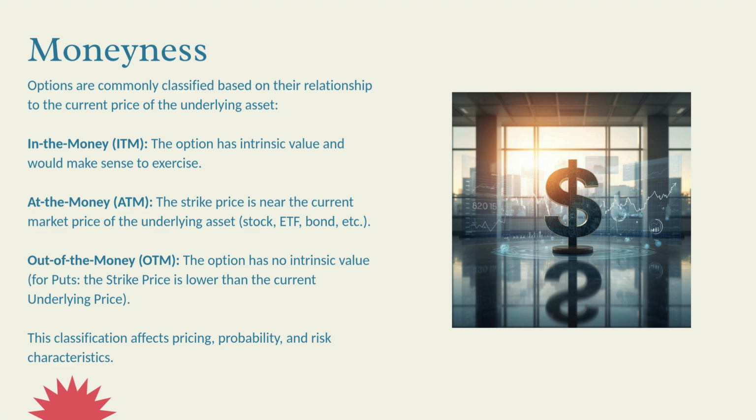At the money means the strike price is near the current market price. The strike price is the agreed-upon price of the option that you bought into. The current market price is the price of the underlying that's always changing in the market. Out of the money means the option has no intrinsic value, meaning it would not make any sense to exercise it. All of our options that we trade stay out of the money, and this is how we like them. This classification affects the pricing, the probability, and the risk characteristics, and we're going to get into that.